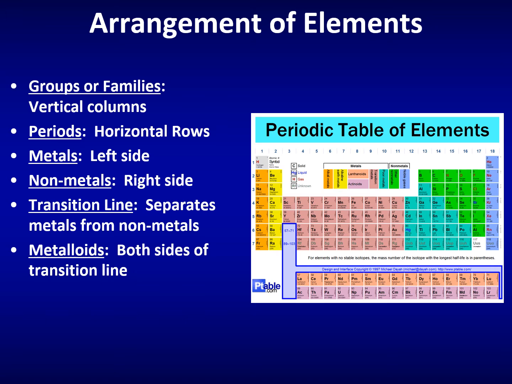And then the metalloids are the ones that are in contact with that transition line. Boron, aluminum, silicon, germanium, astatine, antimony, beryllium, etc. Those are the elements that are the metalloids.